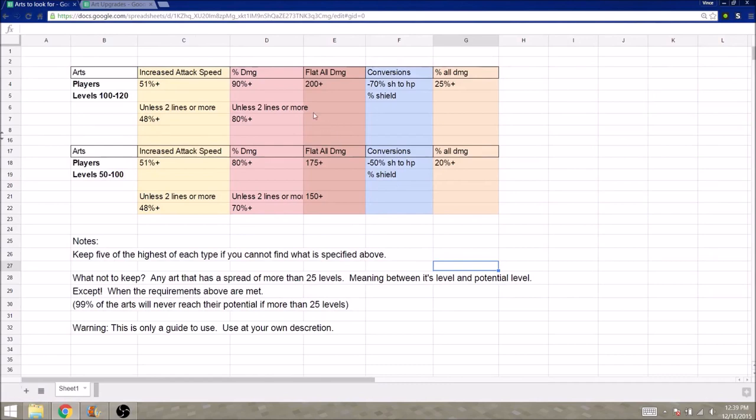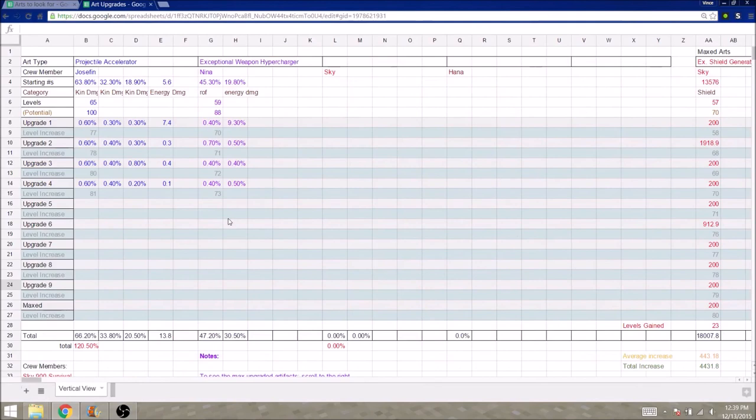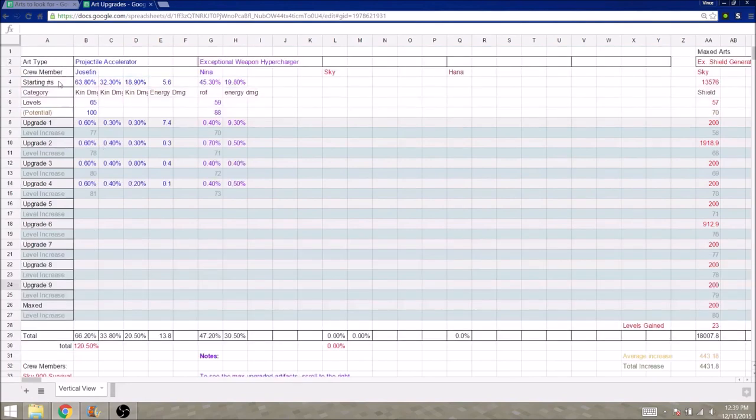In the description below, I will have links to both this guideline chart and my upgrade chart. To read my upgrade chart so you can just understand what you're looking at, I have labeled all of the rows on the far left of the chart. Basically, of your art type, what crew member, my crews are listed at the bottom, my starting numbers, the category, meaning if it's akin damage, rate of fire, whatever, its starting level, and its potential. Then it goes to each upgrade and increased level. And at the bottom, if it was a multi-line, typically if it's in red, it means it's a total of all these categories. And of course, you have your totals at the bottom.